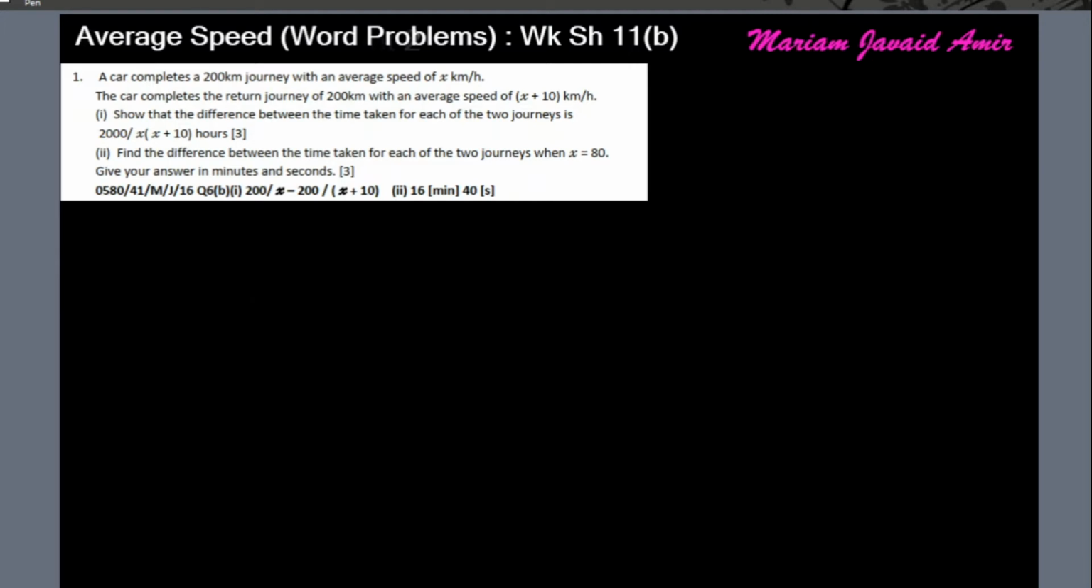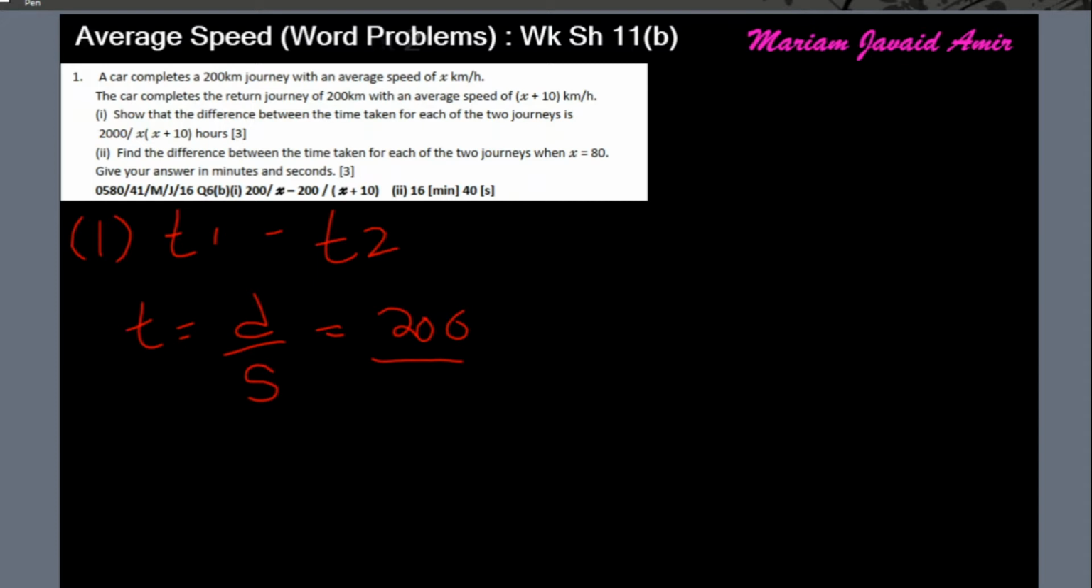Part 1, show that the difference between the time taken for each of the two journeys is this fraction. Alright, so for part 1, the time difference between the two times. The formula for time is distance over speed. So the distance in the first part of the journey is 200 and the speed is x. For the second part of the journey, the distance is 200 and the speed is x plus 10.